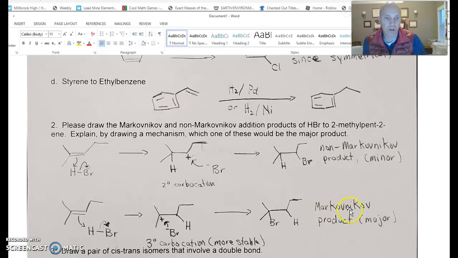So this is your Markovnikov product. This is going to be your non-Markovnikov product, which would mean this would be the minor product that gets made.